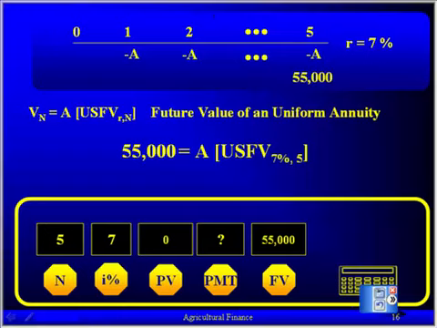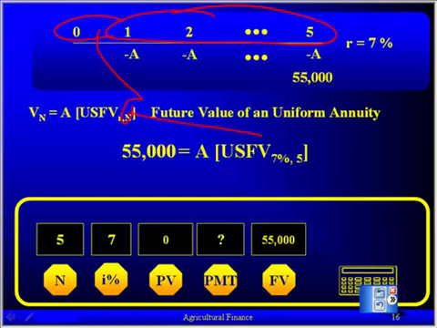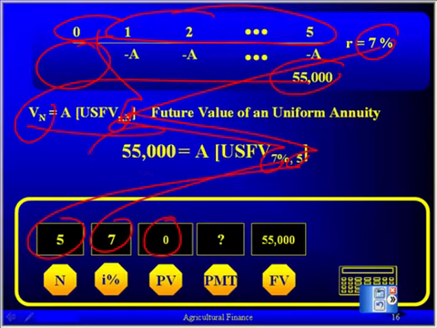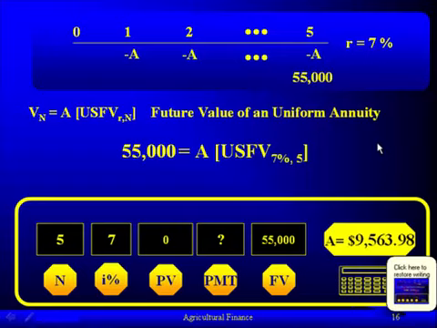Okay, we see that the number of periods is 5. So we put 5 in. The interest rate is 7%, so we put 7i. Again, if you look, we have no present value, so we zero it out. We have $55,000 as our future value. We plug $55,000 into future value. Then we compute the payment, and the payment comes out to $9,563.98.